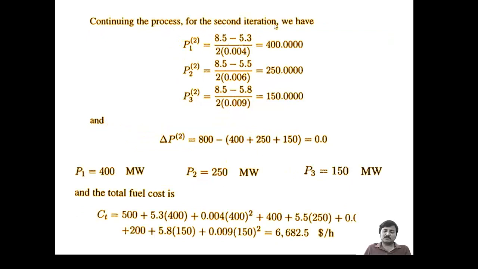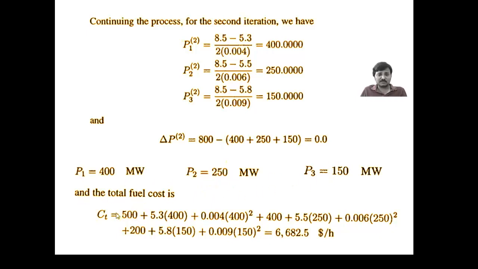Continuing this process for the second iteration, P1 is equal to 8.5 minus 5.3, which is 400. P2 is equal to 8.5 minus 5.5, which is 250. P3 is equal to 8.5 minus 5.8, which is 150. Now 800 minus this sum is 0. That means the value of lambda is exactly right. So we get P1 as 400 megawatt, the second generator loading as 250 megawatt, and P3 as 150 megawatt.